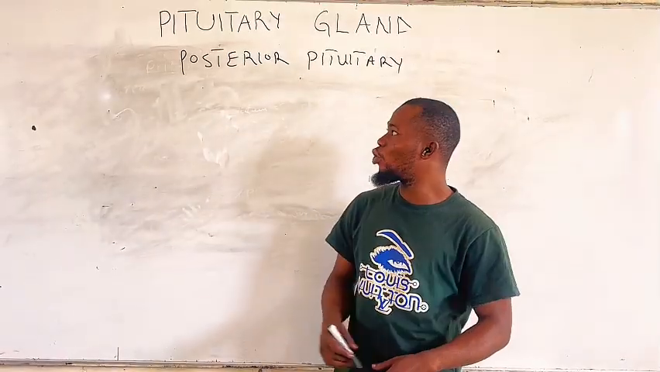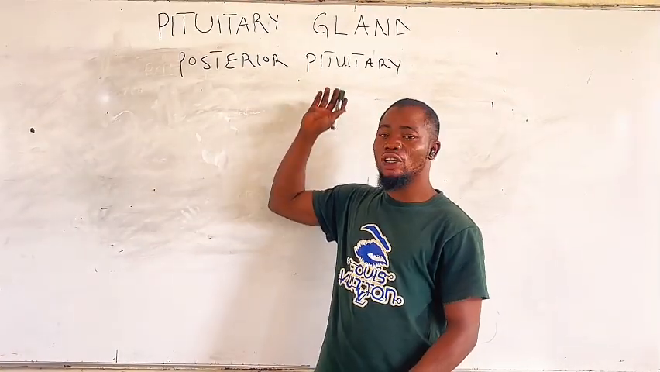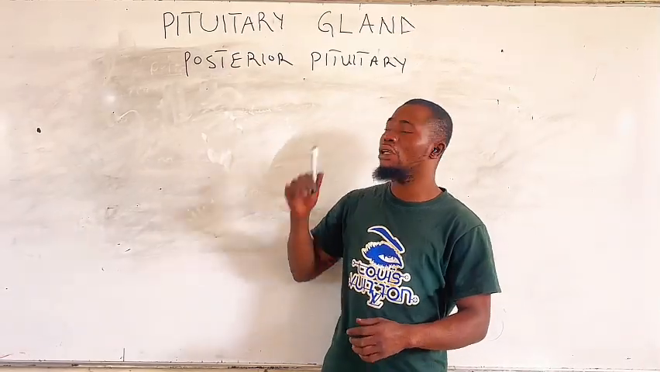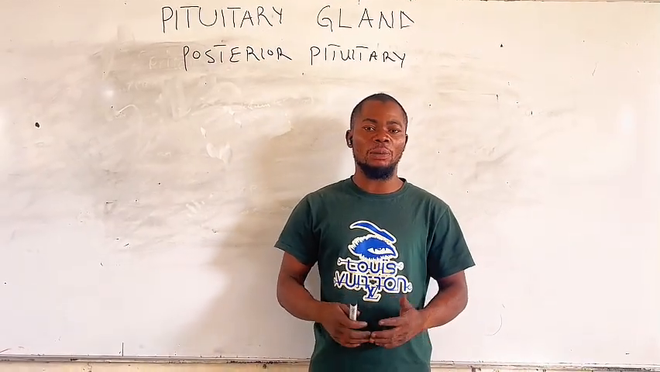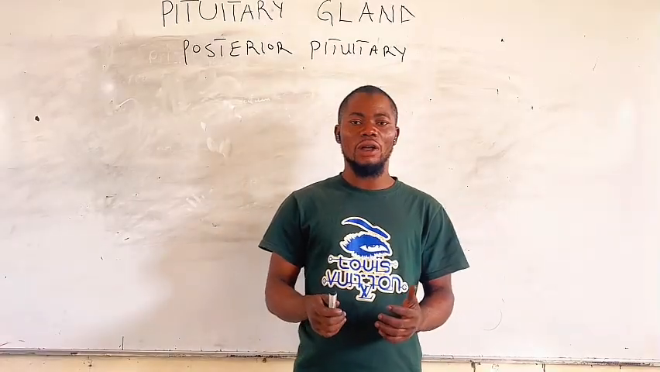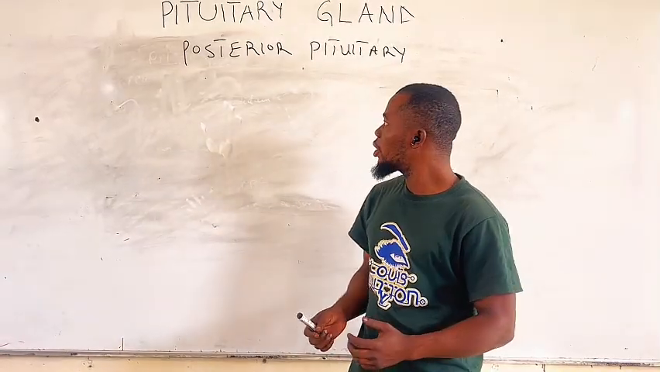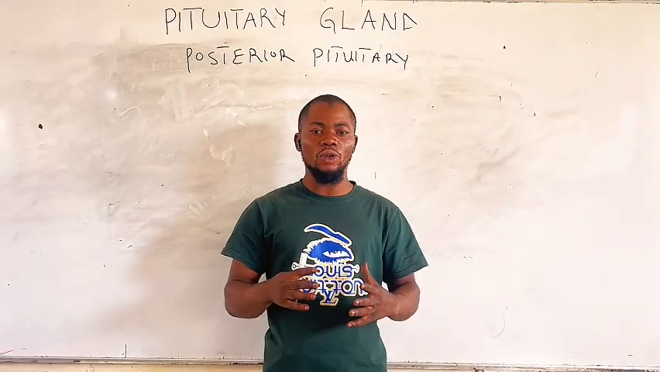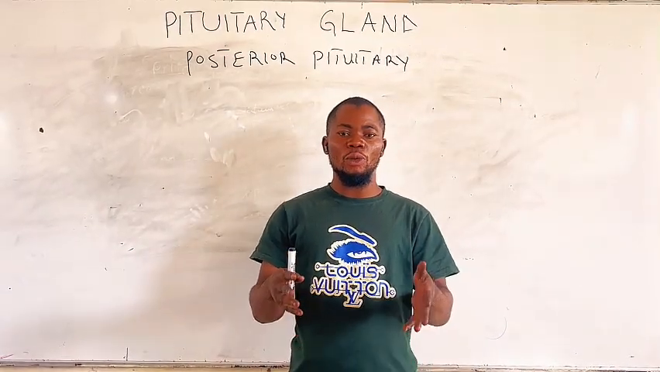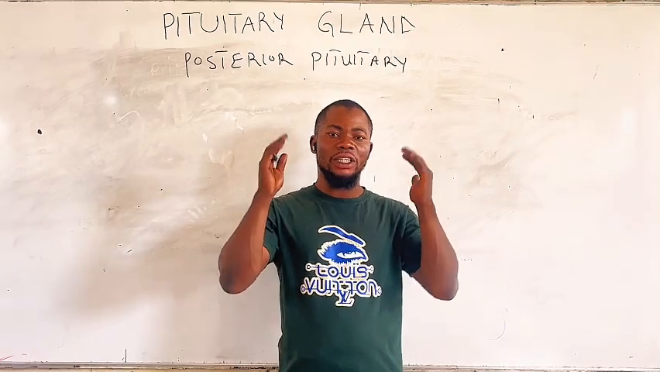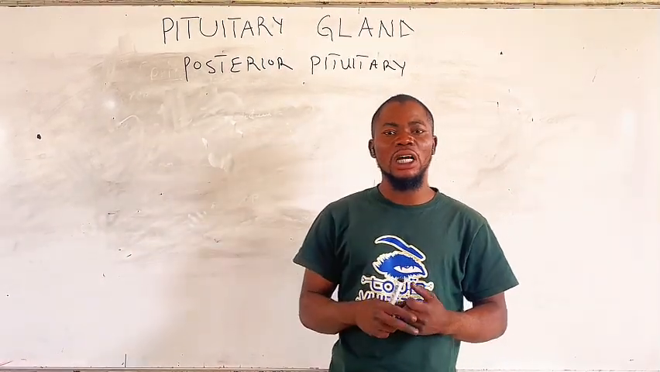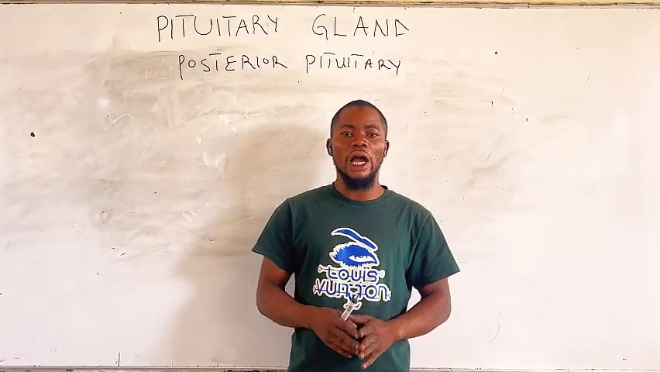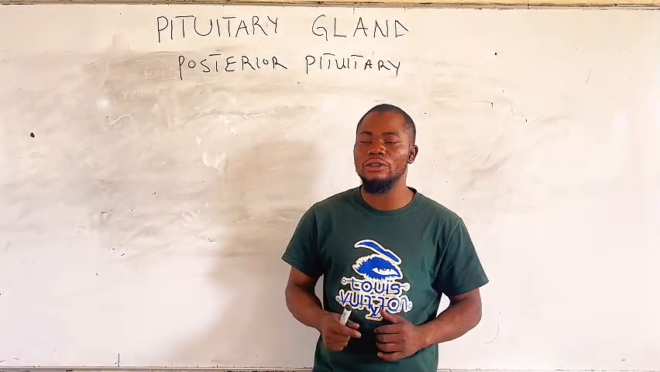In today's class, we continue from where we stopped. Posterior pituitary gland. The posterior pituitary gland is one of the divisions of the pituitary gland, and it is also called neurohypophysis. Now, the posterior pituitary gland does not secrete hormone on its own. It only stores the hormone. The hormones are secreted by the nerve cells of the hypothalamus, and they are transported into the posterior pituitary gland through hypothalamo-hypophyseal tracts.